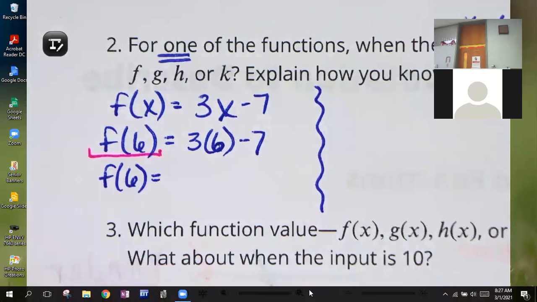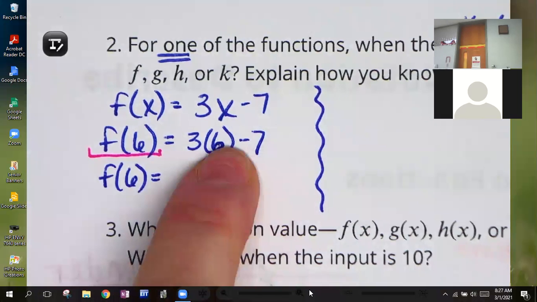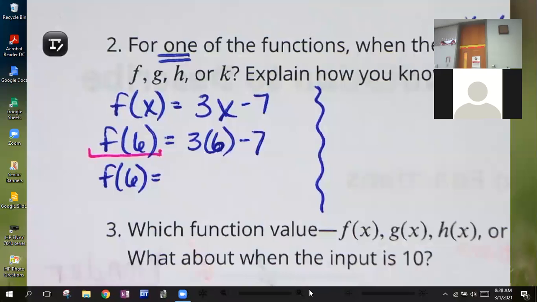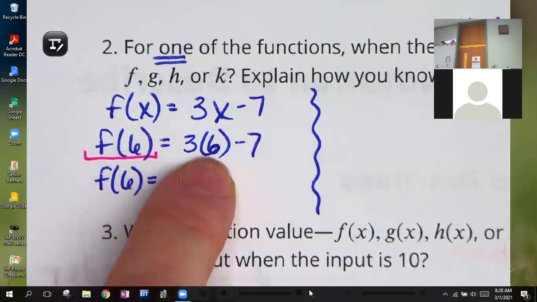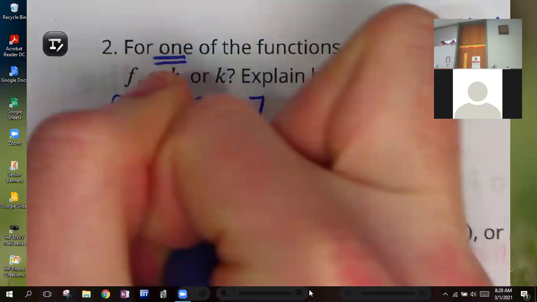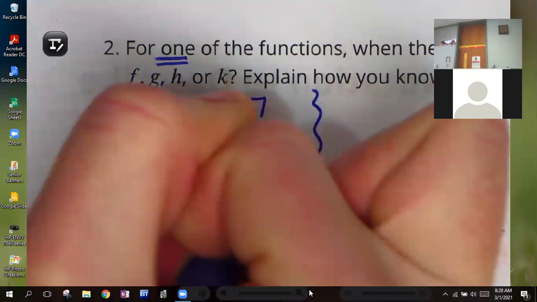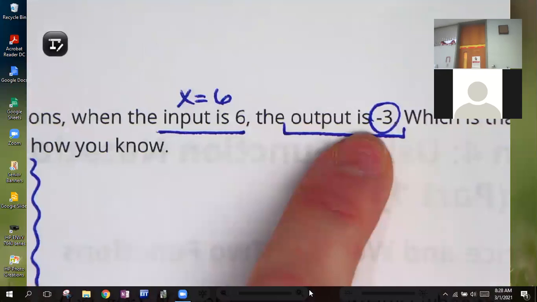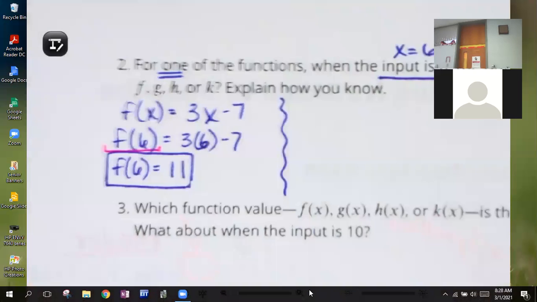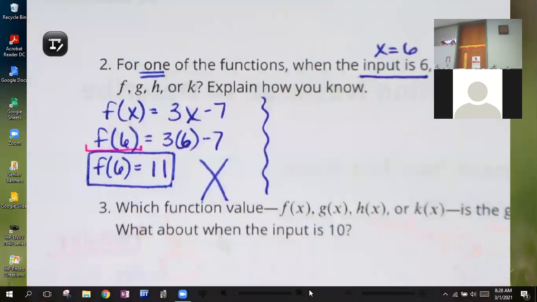Now we can simplify this side because there's 2 operations happening. We have multiplication and subtraction. What do we do first? Multiplication. What's 3 times 6? 18 minus 7 is 11. So for f, when our input was 6, what was our output? 11. Is that what we wanted? So is function f the one that we're looking for? No. I'm not going to mark out my work because all the work is correct. Okay, so if it's not f, let's try g.